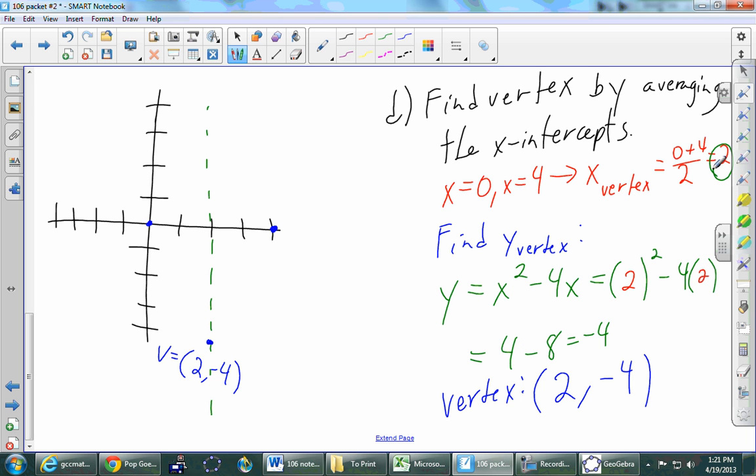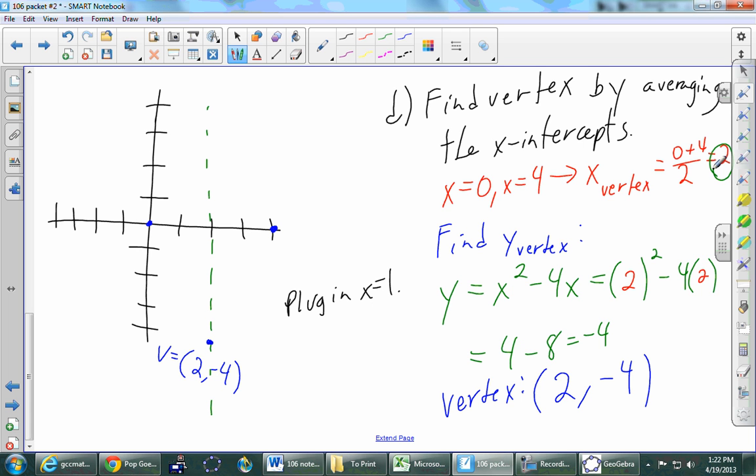But if we wanted more points, we could pick any old x value that we want to. For example, x equals 1, right? X equals 1 is right there in the action. So let's just plug in x equals 1, just making up a number that's going to appear in my picture.